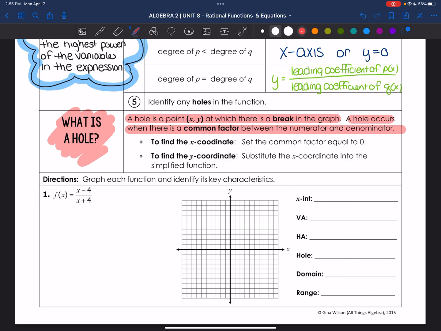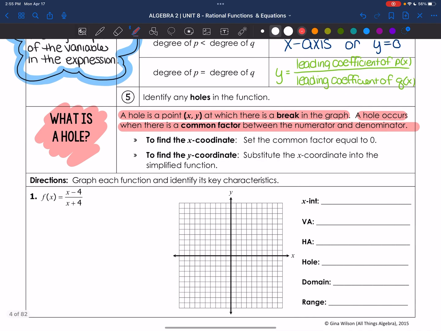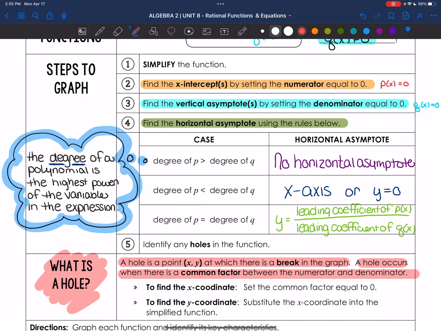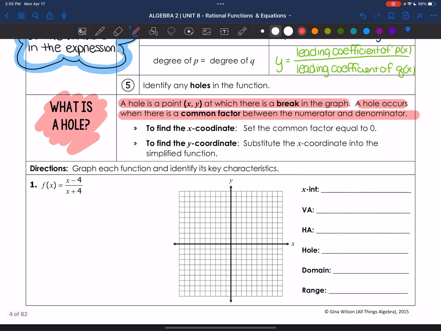So we are going to do one example here together so that you can see how we find all these key features, including domain and range, for our rational function. Let's go ahead and begin.